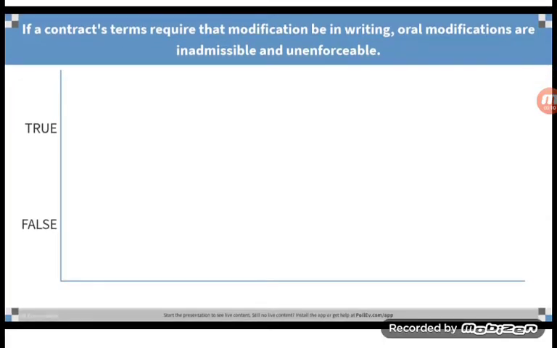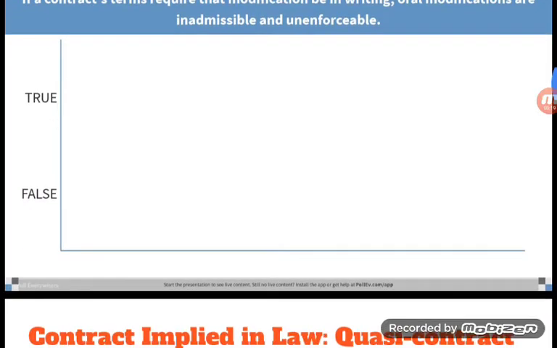Question number 1. If a contract's terms require that a modification be in writing, oral modifications are inadmissible and unenforceable. That would be true.